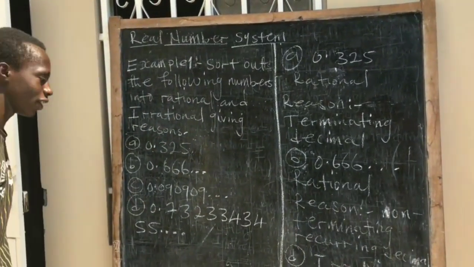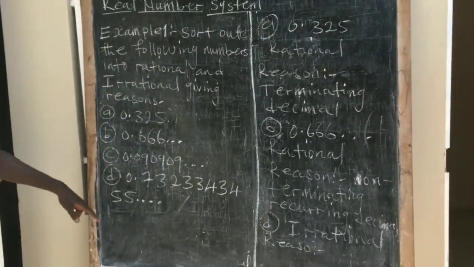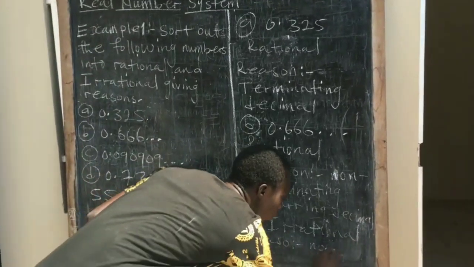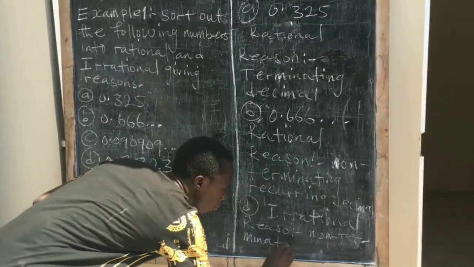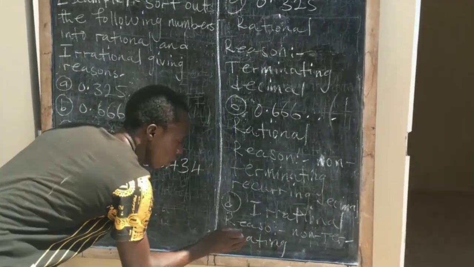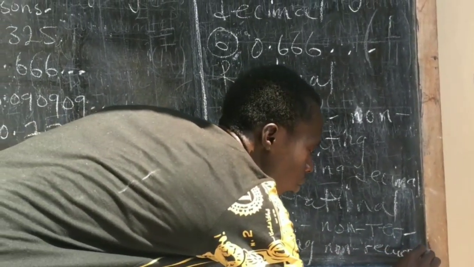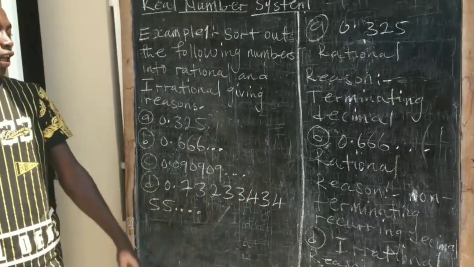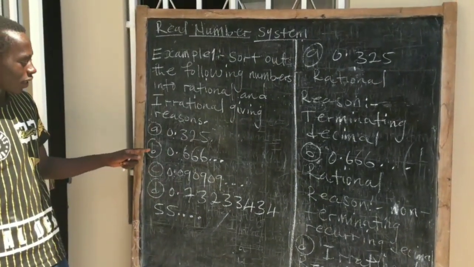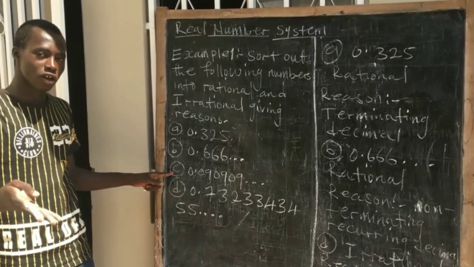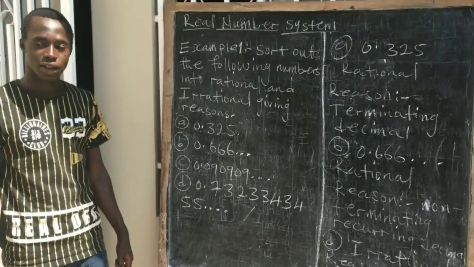D is irrational. Reason: it is non-terminating, non-recurrent decimal. That is why it is said to be irrational. So therefore, A, B, C, they are all rational numbers. Then D is irrational because it is non-terminating, non-repeating decimals.